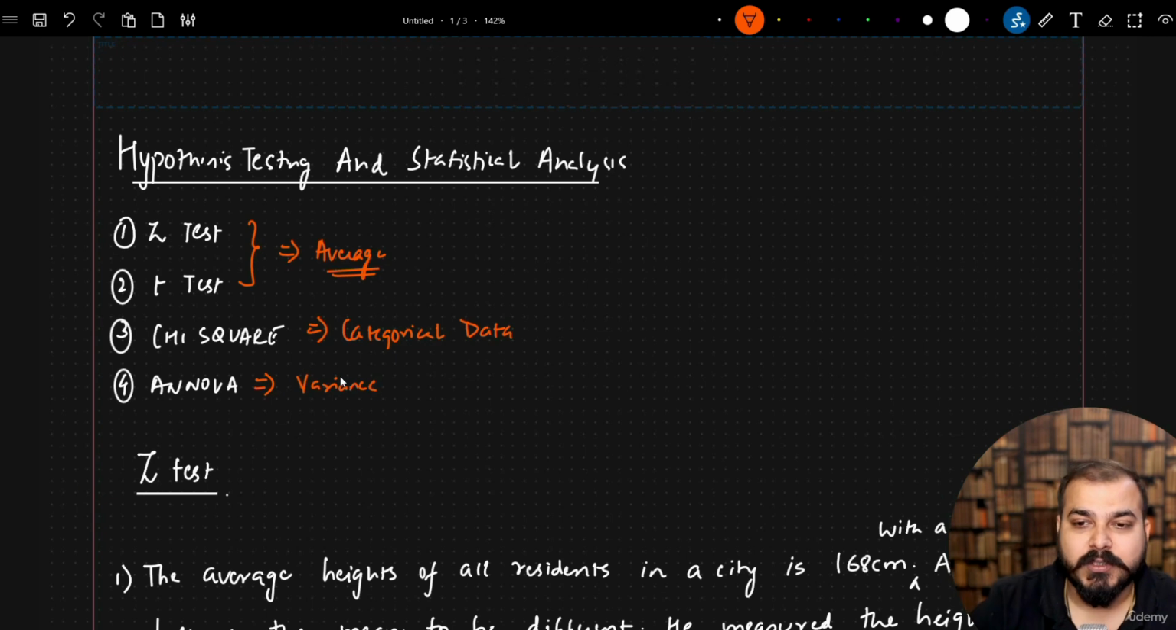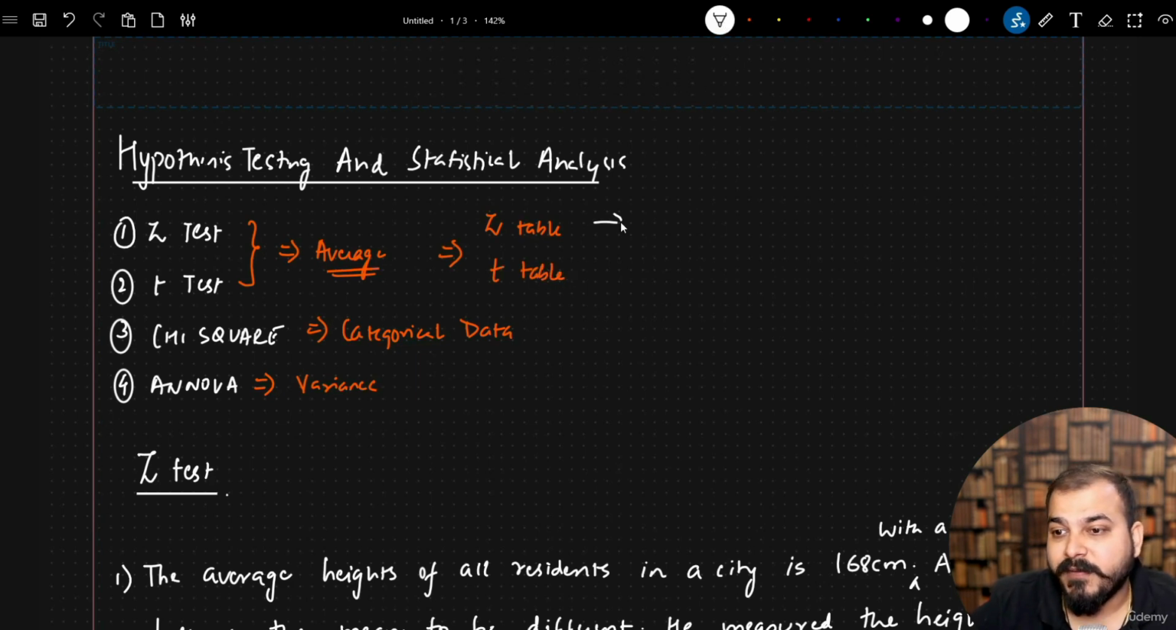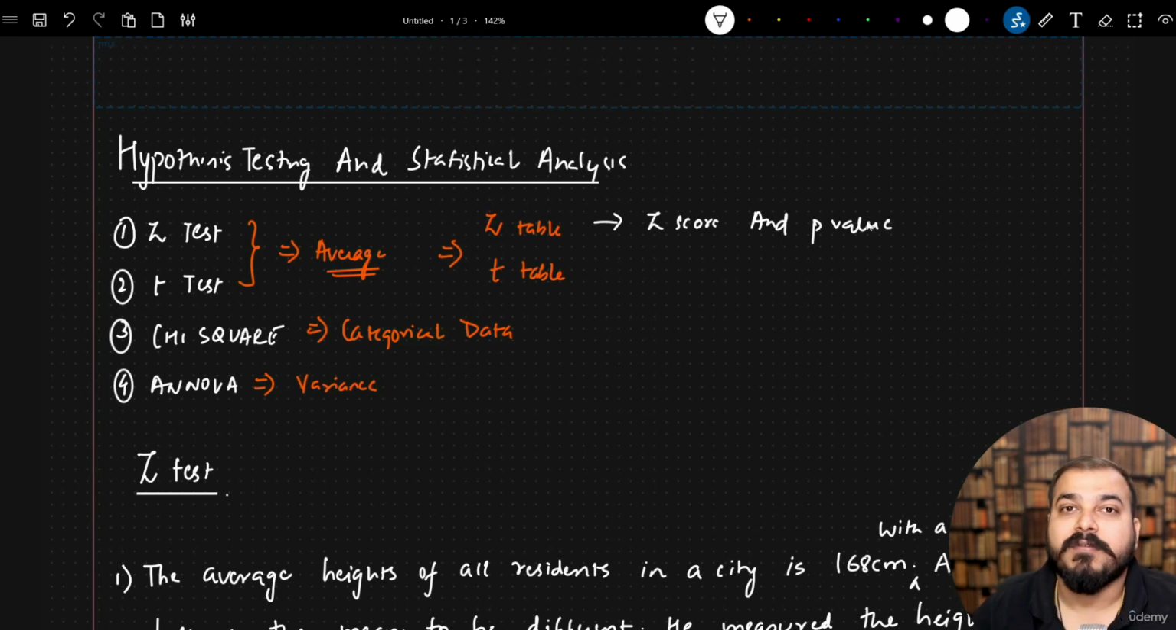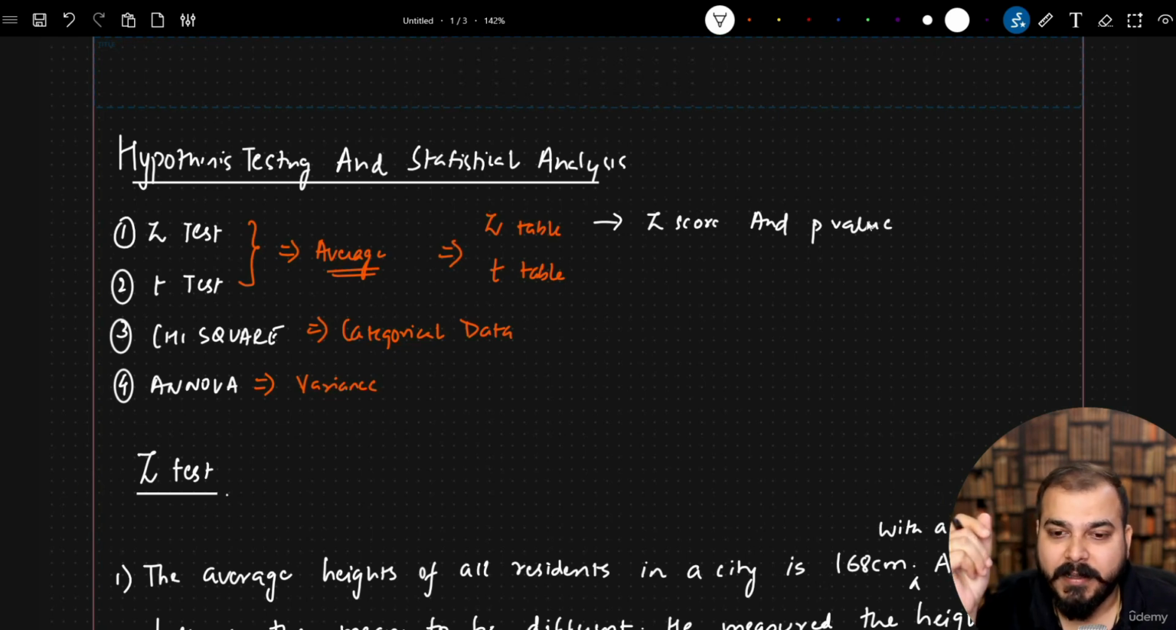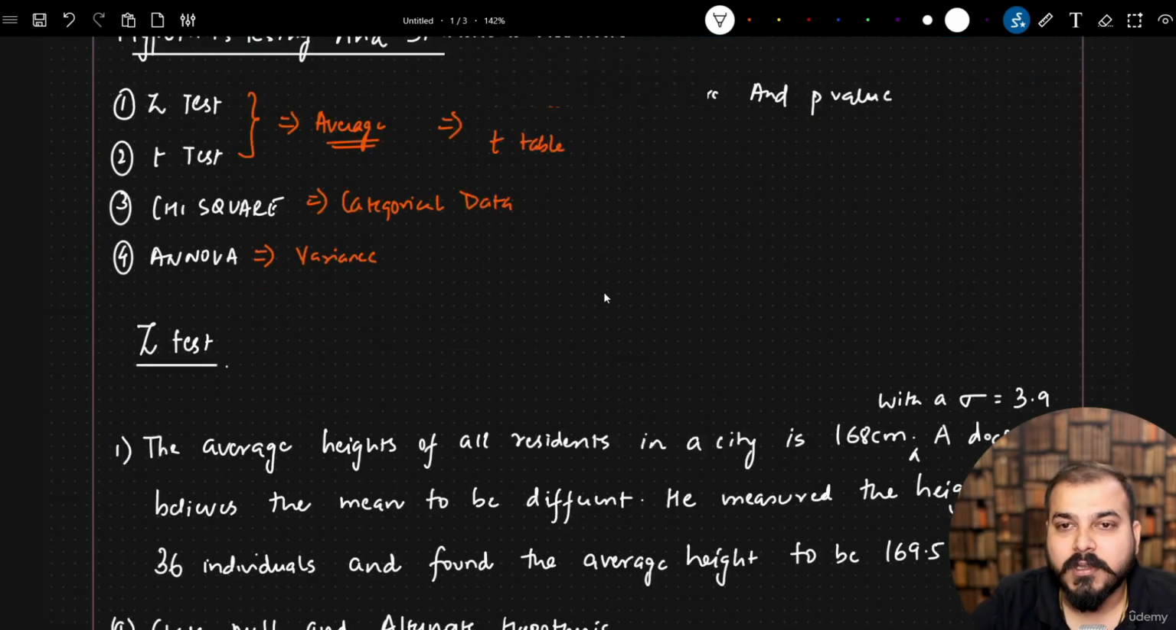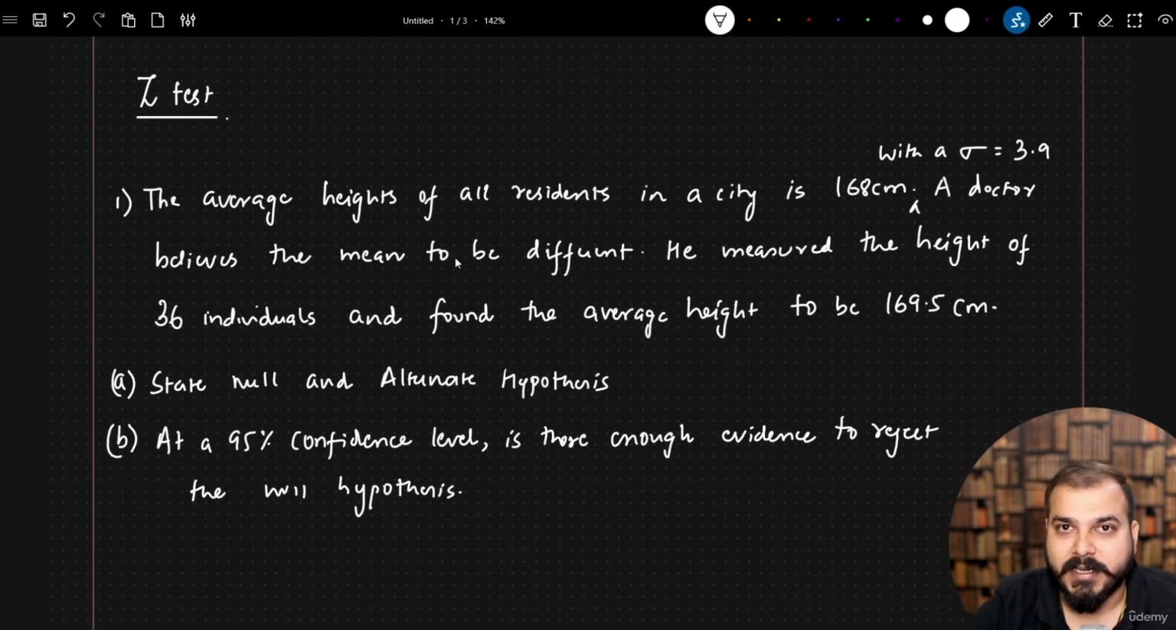Now in Z-test and T-test, we specifically use two tables: the Z-table, which we have already discussed, and one more table called the T-table. In the Z-table, we try to find out the Z-score value and the p-value. Similarly, in the case of the T-table, we will also try to find out the score and p-value. But what is the exact difference between Z-test and T-test? We will try to understand that. Now in this video, we are going to focus on a problem statement related to Z-test.